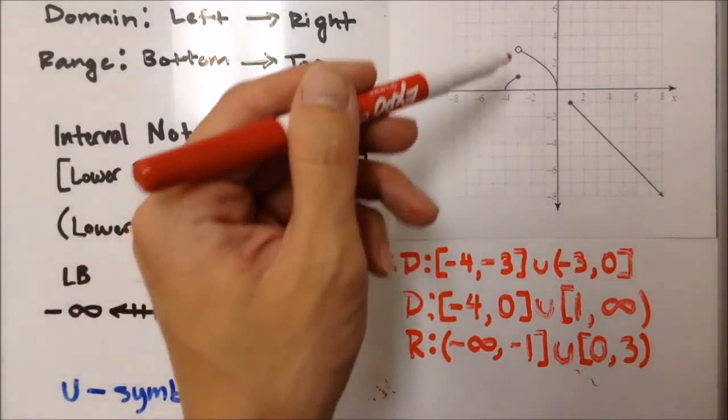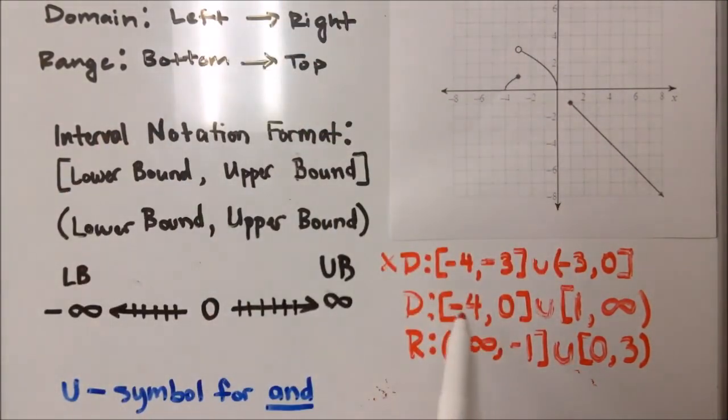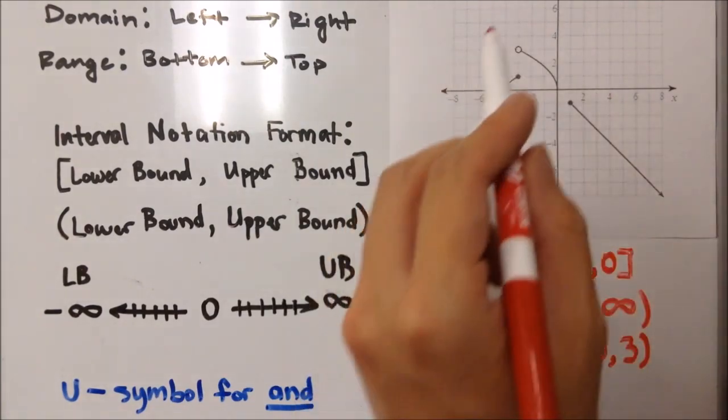Our domain for this piecewise function is from -4 to 0 and, what a funky and, 1 to positive infinity. And our range is from -infinity to -1 and 0 to 3. So that's the domain and range for our fourth and last example.